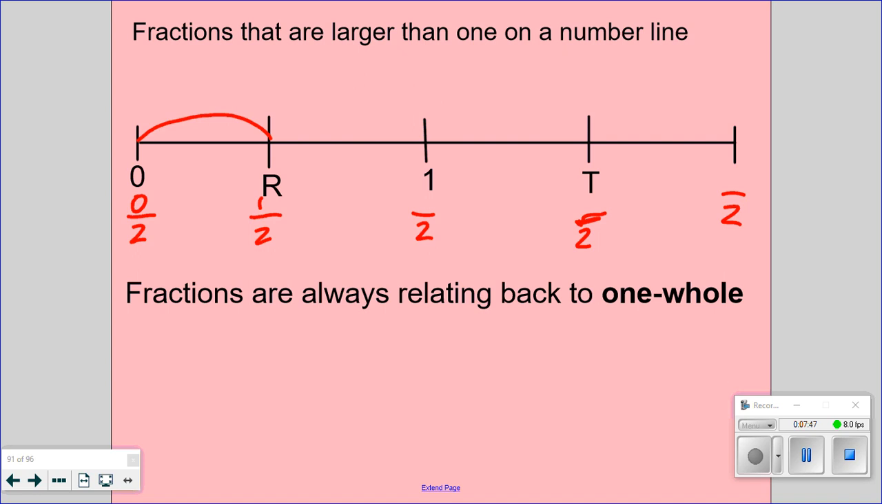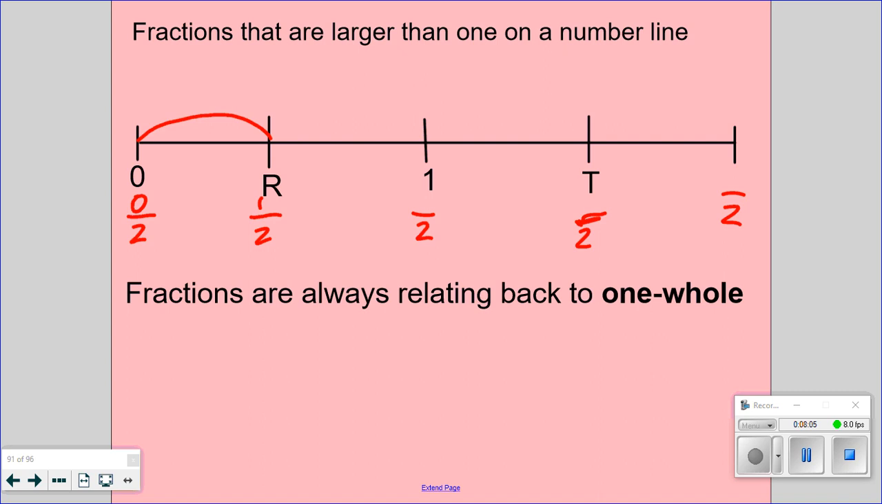Is that 1/2 in the middle? No. Yes. It's in the middle of one whole. It's kind of a trick question. Lydia, you're correct. It's in the middle of one whole, but is it in the middle of my number line? No. Does that mean it's not 1/2? No, it does mean it's 1/2.